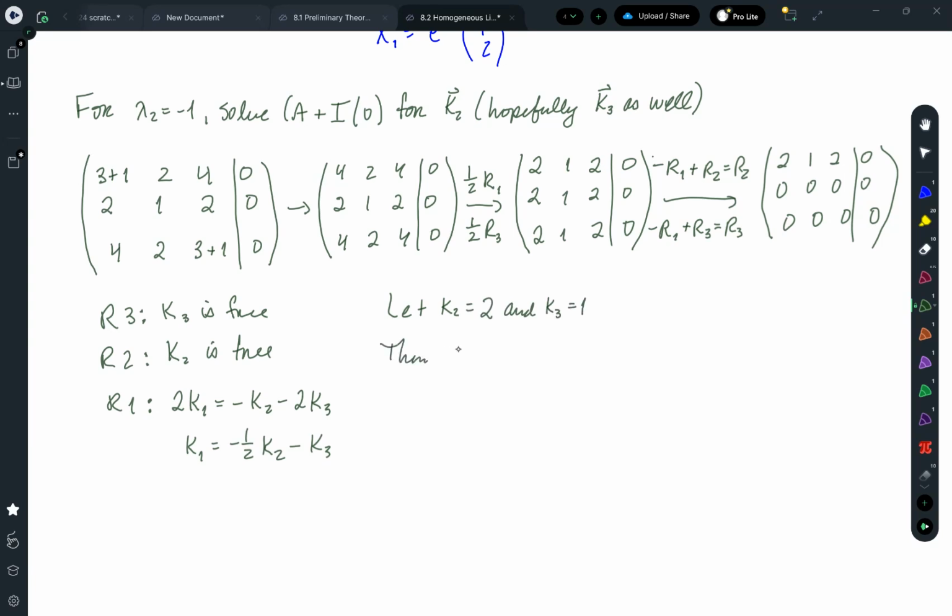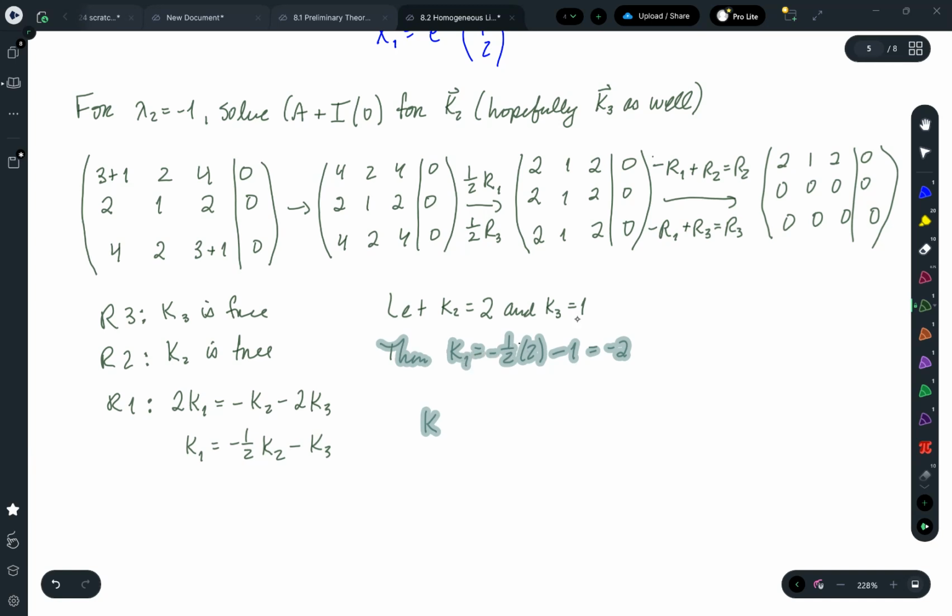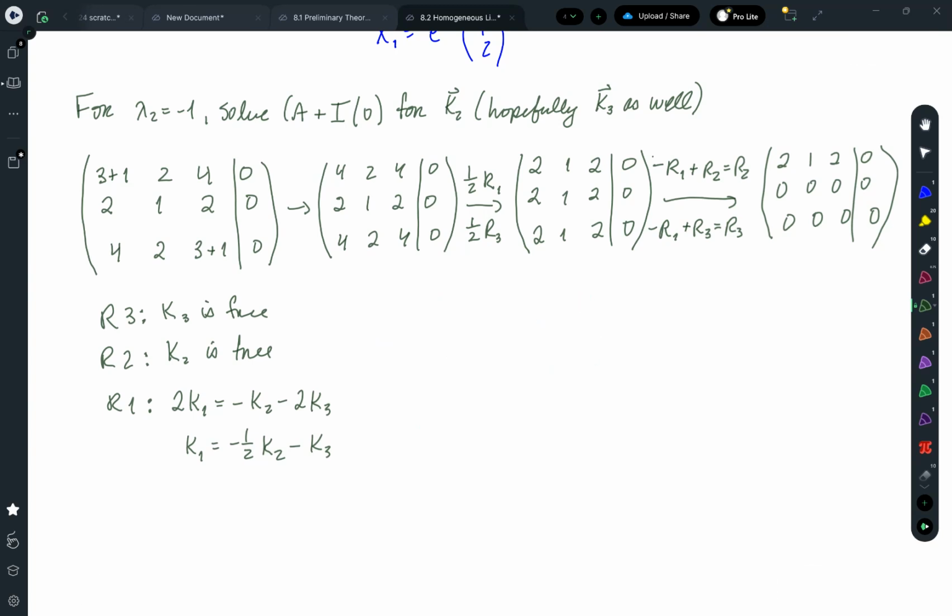Then K1 will equal negative 1/2 times 2 minus a 1. So this gives me negative 1 minus 1. That's a minus 2. Oh, you know what? Hang on. Before I do that, let's not do this. I'm sorry to make this so confusing. Let's not pick values for K2 and K3, because when I do, I'm losing the fact that I get 2 eigenvectors. Let's leave them as K2 and K3. Okay, we'll choose them later.